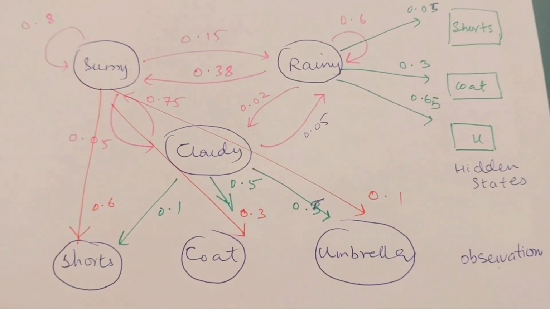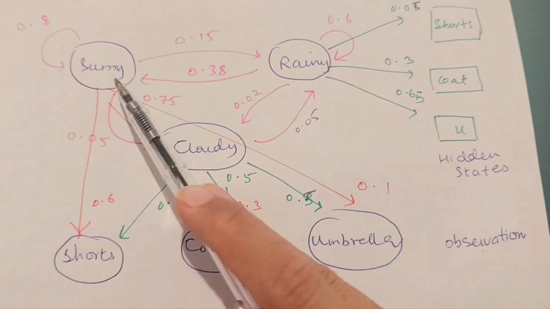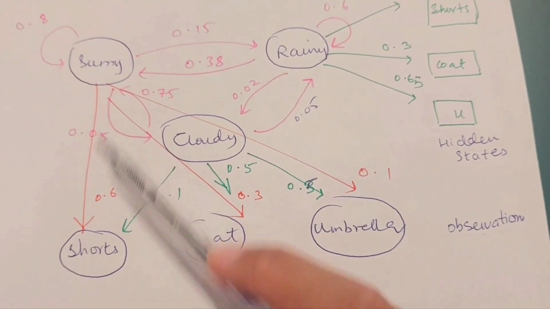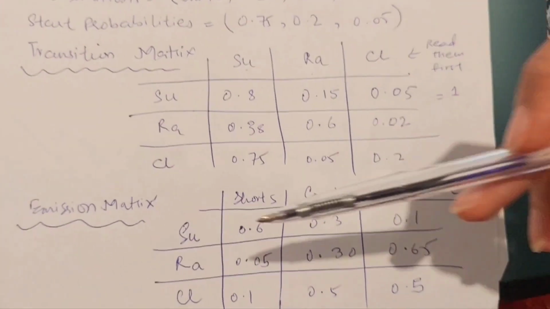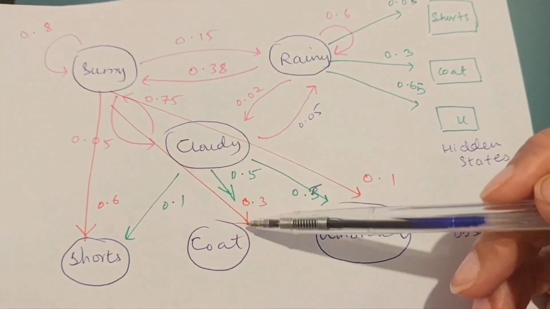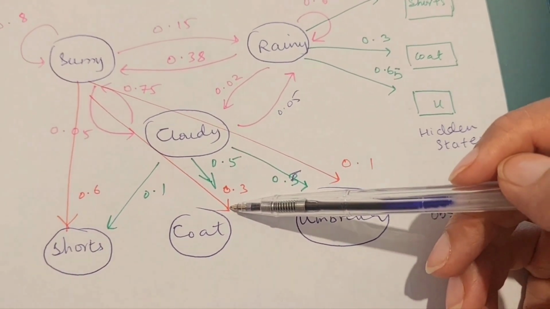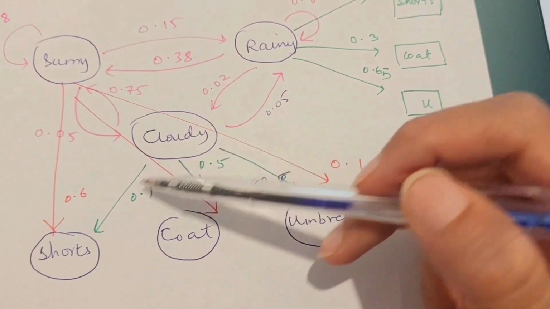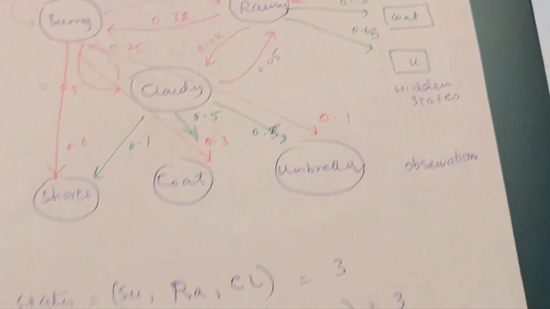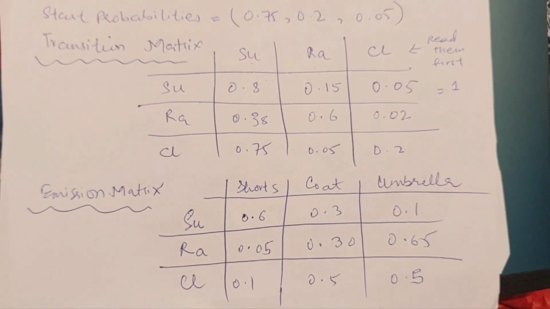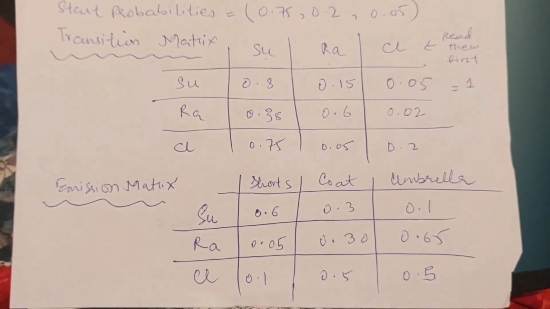You can see that, let's assume I am considering sunny. For sunny, the person wearing shorts was 0.6. Similarly for coat, this probability is 0.3, and then it is 0.1. For cloudy, it is 0.1, 0.5 and 0.5. So actually this is not the difficult part. This transition and emission matrix is a simpler part.